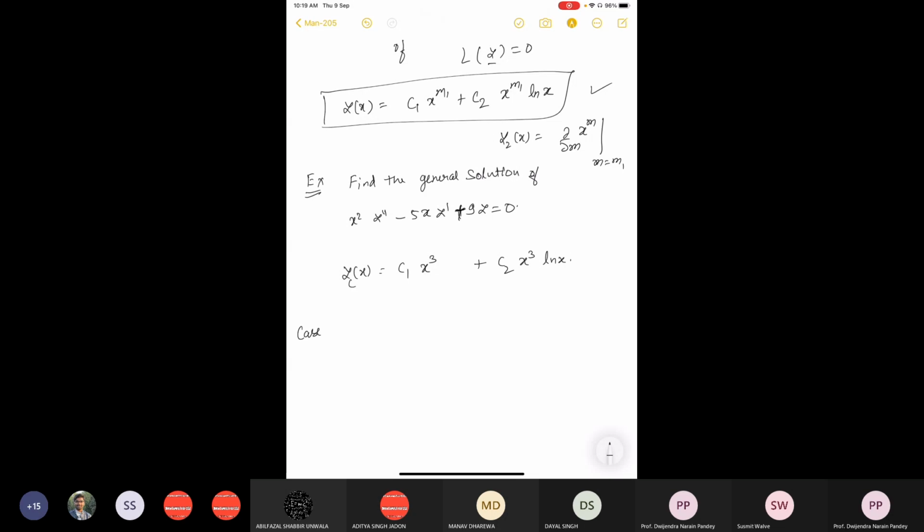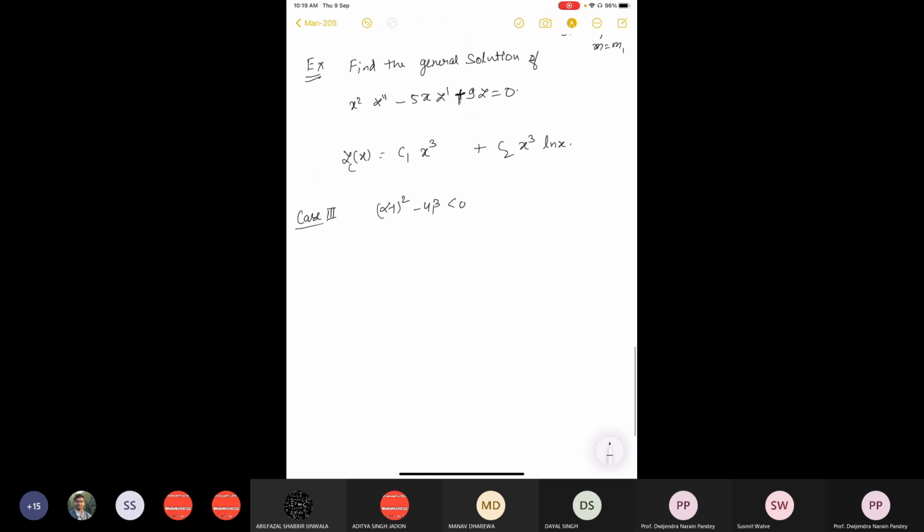Now case 3. So here alpha minus 1 whole square minus 4 beta is less than 0. So in this case, your m1 and m2 you are getting as a plus ib and a minus ib, because alpha and beta I'm already using.